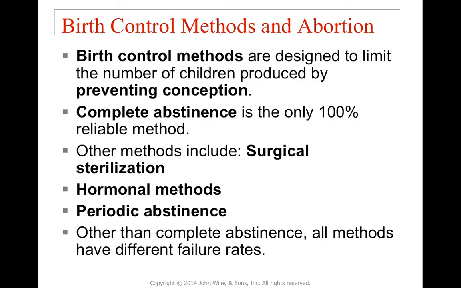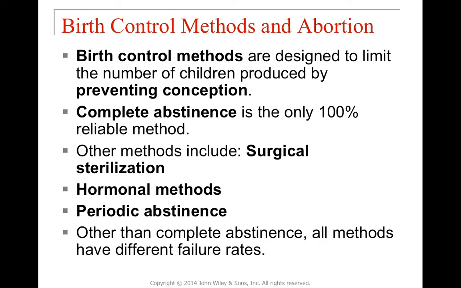All right, so let's talk about birth control for a moment here. Birth control methods are basically defined as anything that is attempting to limit the number of children produced by preventing conception. So that's going to include everything from abstinence to abortion. Complete abstinence means that we are never going to end up with sperm and egg ever meeting. And then we have a ton of other methods. Some methods include surgical sterilization, for example, having your tubes tied or having a vasectomy.